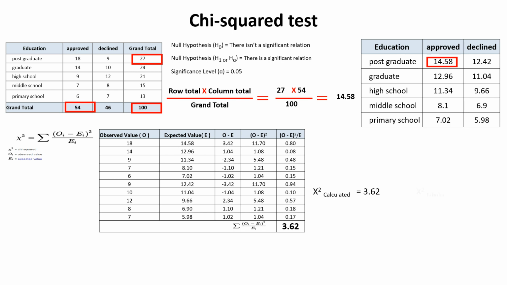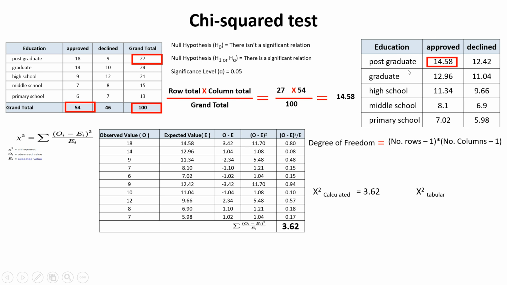There is another value which we need to find, and that is x square tabular, which is the chi-square tabular value. To find that, what we require is the degree of freedom. Degree of freedom is nothing but the options. It simply says how many options you are left with to move ahead. To find that, what we do is number of rows minus 1, into number of columns minus 1.